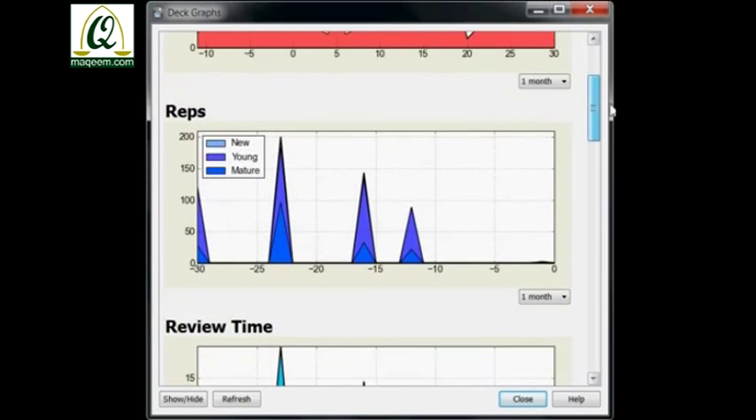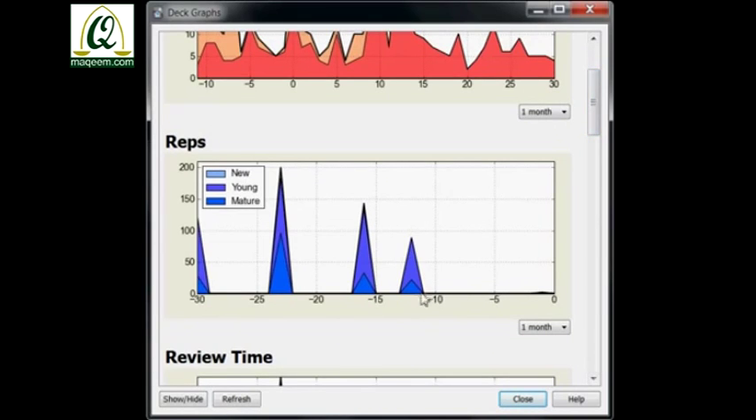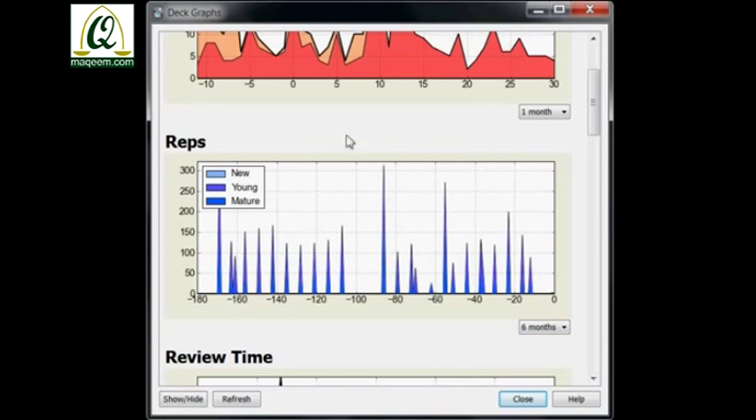Next is the repetitions graph. We can see that about 12 or 14 days ago we reviewed 100 cards or so, and before that we reviewed about 150. If we change the interval to, for example, 6 months, we see that with this particular deck people have been studying fairly regularly, although they've had a bit of a vacation here.